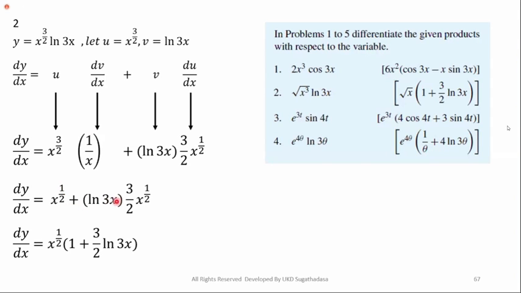Maybe one step further. Finally, you can take x to the power half out as a common factor, leaving 1 plus 3 by 2 ln 3x. This answer is also the same. See, x to the power half means the square root of x. The answer is given in that way: 1 plus 3 by 2 ln 3x. Did you get the answer?